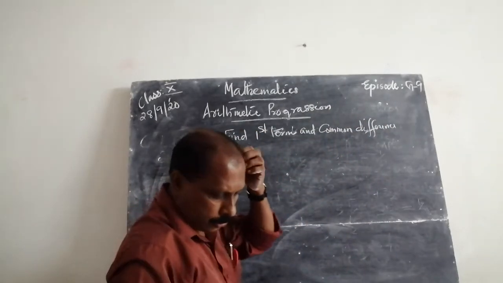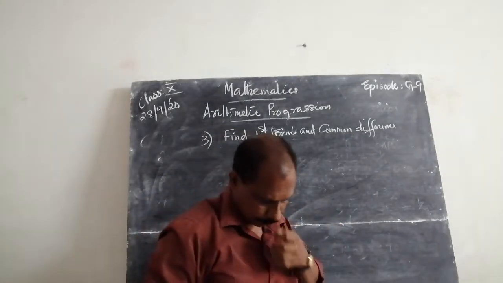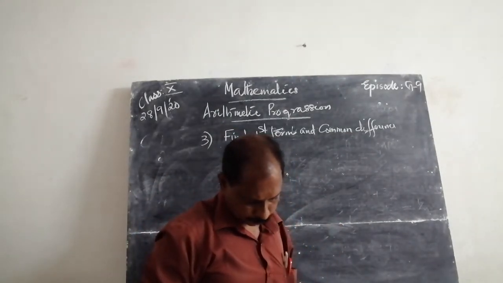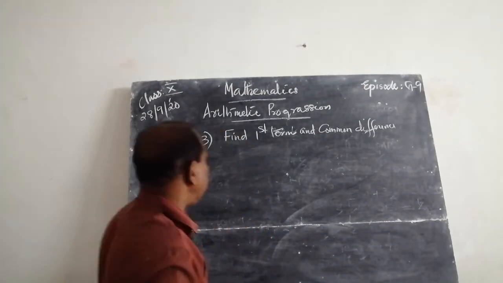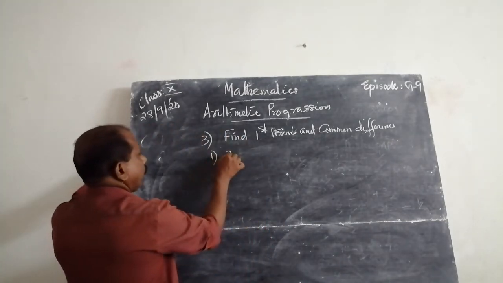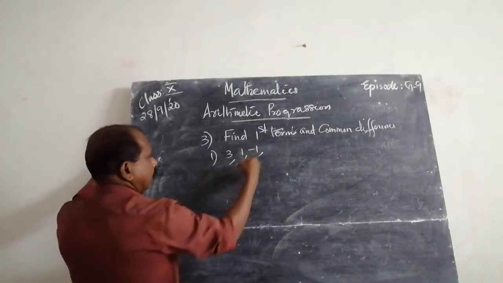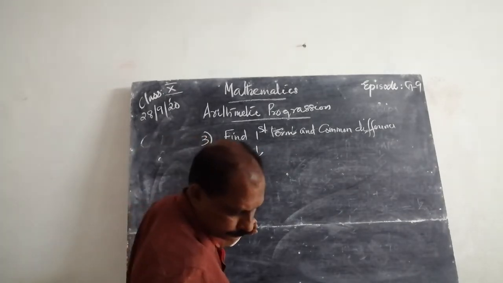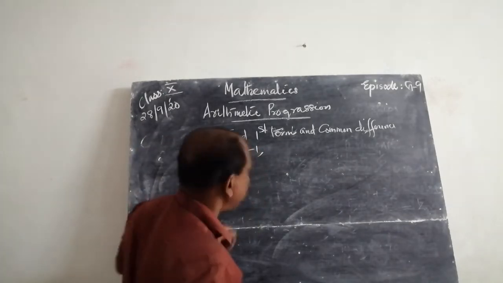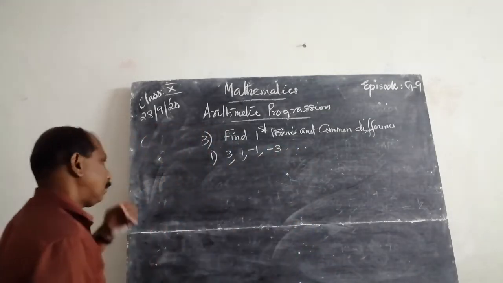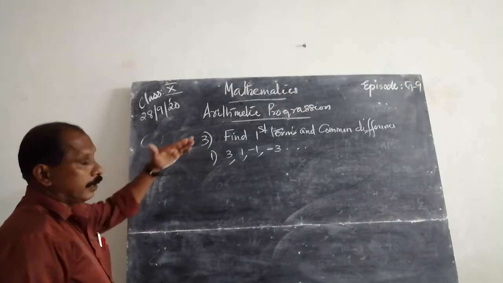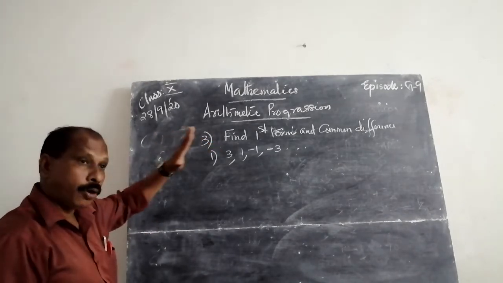First term and the common difference. First question: 3, 1, minus 1, minus 3, etc. Question: whether it is an arithmetic progression or not.